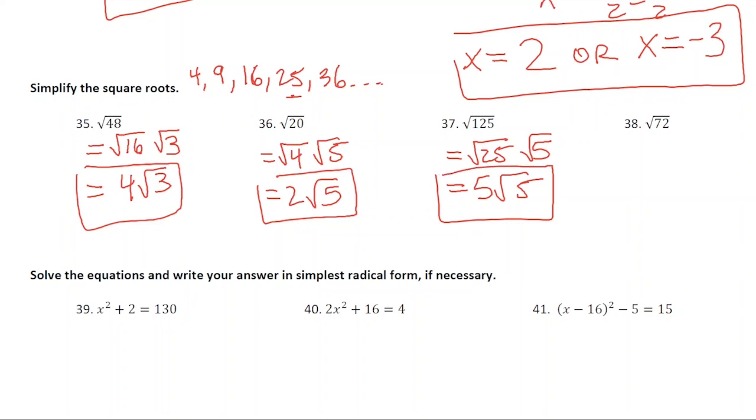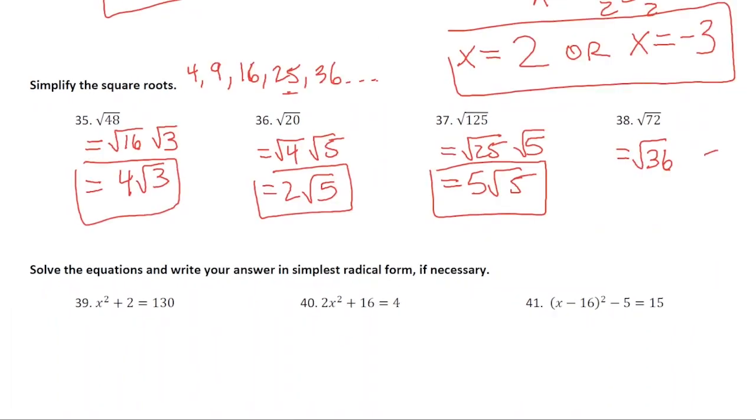And then finally, root 72 is going to be 9 times, oh wait, actually, since 8 has a factor of 4, we can go bigger than 9. That's kind of your clue. You still have a little bit more to go. So actually, I think 36 is going to be what we want. 36 times 2, yep. So we get 6 root 2.